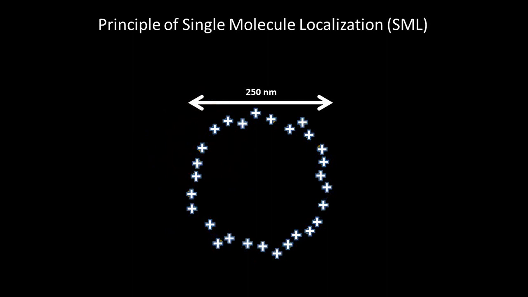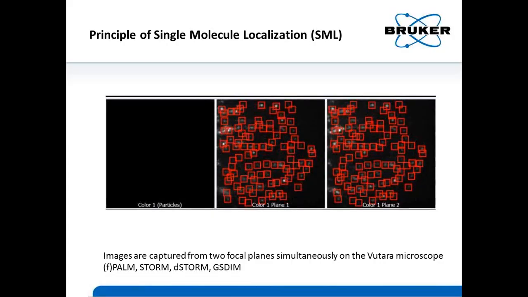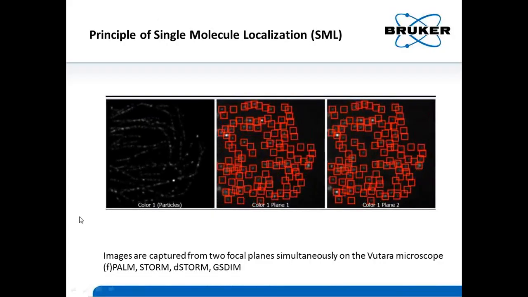And so if you repeat this process over and over again for several thousand or 100,000 frames, then you're able to get a structure which is greatly enhanced in resolution compared to the original diffraction limited structure that you're seeing. So in a practical sense, how do we implement that?